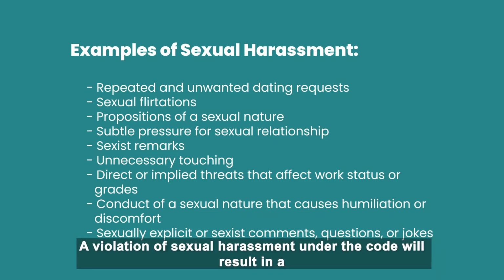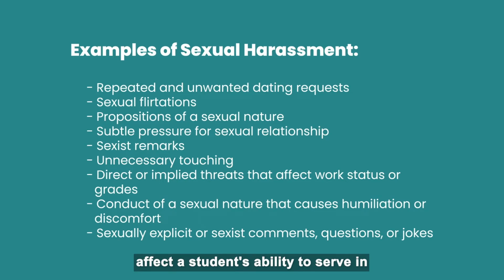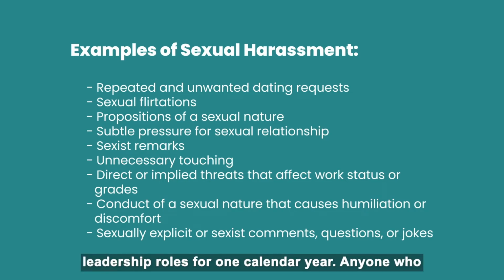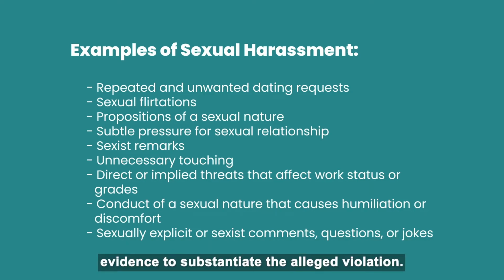A violation of sexual harassment under the Code will result in a minimum sanction of conduct probation, which can affect a student's ability to serve in leadership roles for 1 calendar year. Anyone who makes a false report of sexual misconduct is subject to disciplinary action by the university. But a report is not false simply because an investigation did not find sufficient evidence to substantiate the alleged violation.